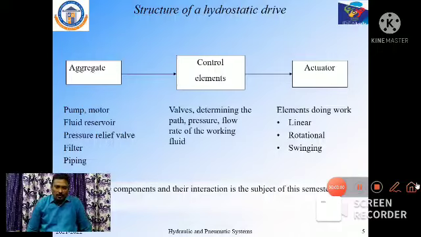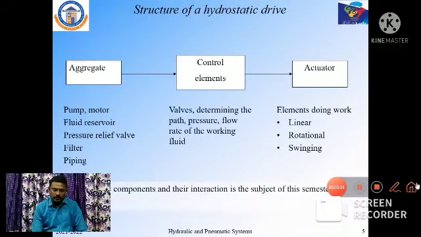Next, the structure of a hydrostatic system. It consists of the pump, motor, fixed reservoir, pressure relief valves, filter, and piping. The control elements are valves, determining the path, pressure, flow rate, and working fluids. These are followed by the actuators. Actuators are the basic elements doing work: linear, rotational, and swinging. These components and their interaction are the subject of the system.